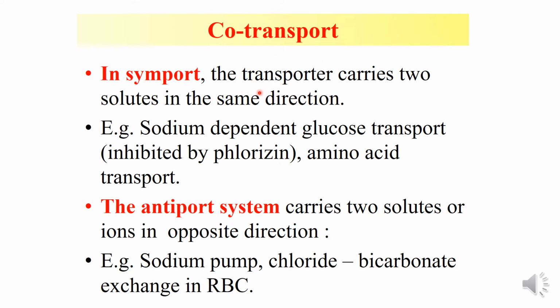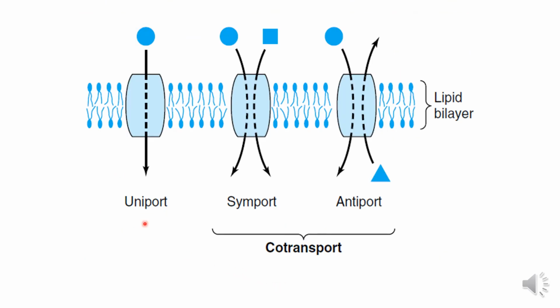In symport, the transporter carries two solutes in the same direction. Example, sodium dependent glucose transport, amino acid transport. And the antiport system carries two solutes in opposite direction, which include sodium pump, chloride bicarbonate exchange in RBC. So this is the complete picture of uniport, where one molecule is being transported. In symport, two molecules in same direction, and in antiport, two molecules in opposite direction are being co-transported across the lipid bilayer membrane.